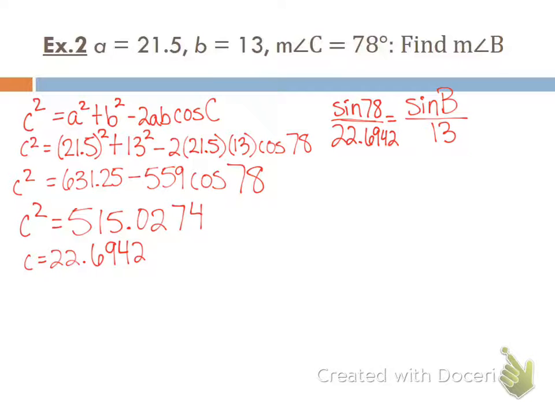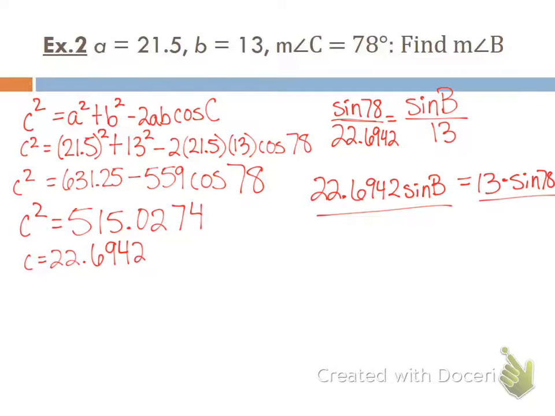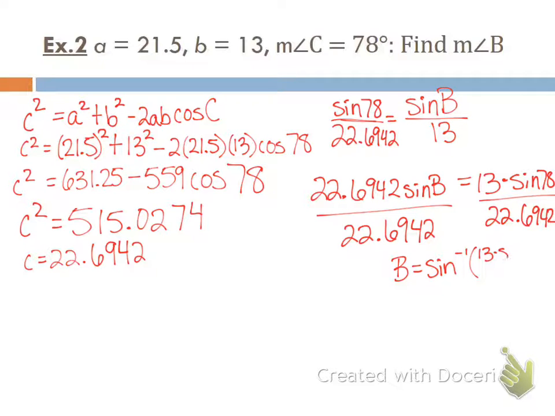Okay, we have to cross multiply and solve. So 22.6942 sine B is equal to 13 times the sine of 78. Same process as last time. We're going to have to divide and then use inverse. So B is equal to inverse sine of that whole fraction.